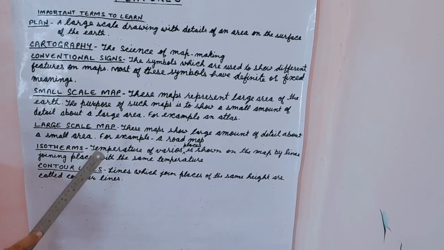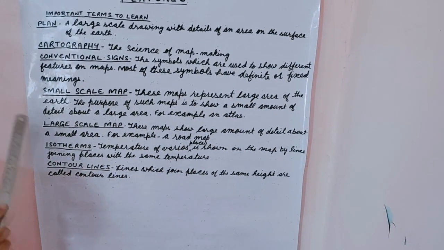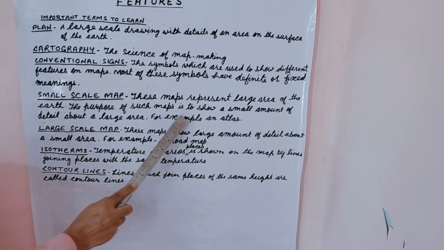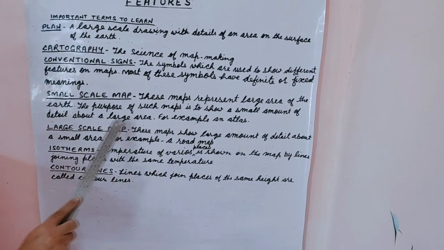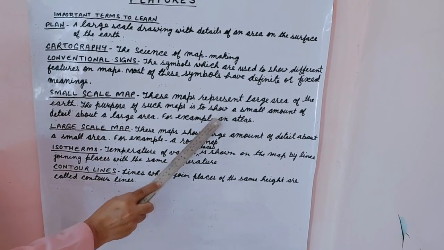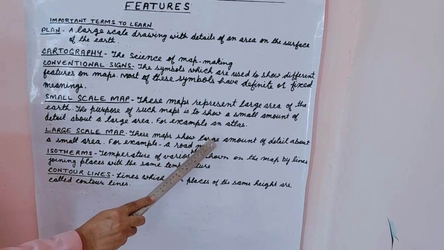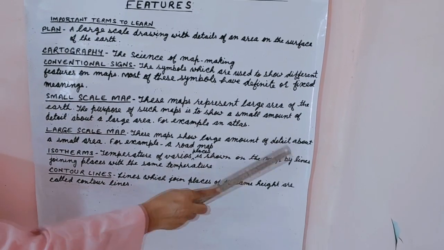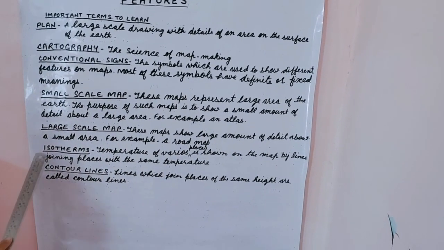Small scale map. These maps represent large area of the earth. The purpose of such maps is to show a small amount of detail about a large area. For example, an atlas. Large scale map. These maps show large amount of detail about a small area. For example, a road map.